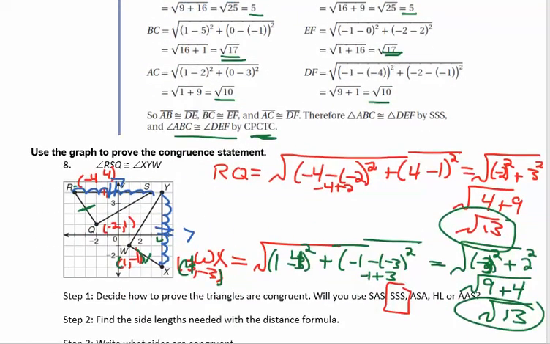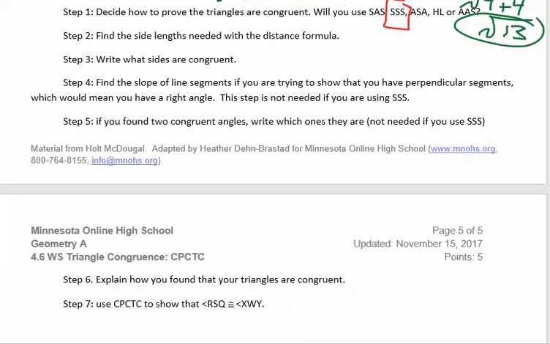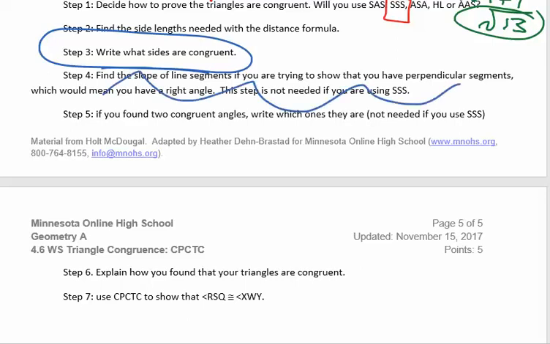Finish that up, and then it will probably be the same, and then you'll have side, side, side, and you'll write down all your pairs of congruent sides, and we don't need to use this step or this step because we didn't find congruent angles. And then just explain, did we use SSS or SAS or HL? We used SSS. And then finally, if you know that the two triangles are congruent, then you can use CPCTC to show that their corresponding angles are congruent.